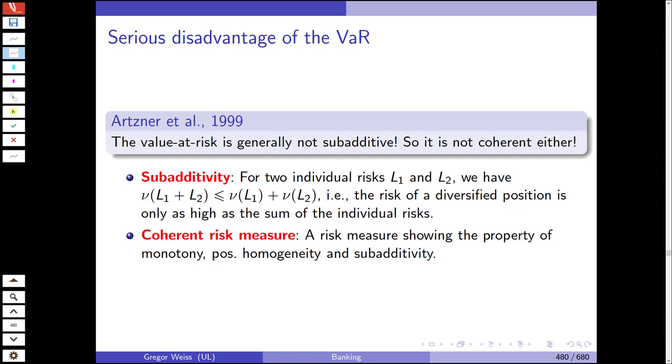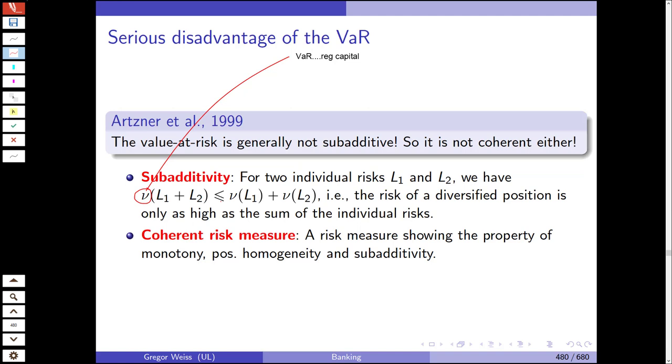Okay, now again, the value at risk is theoretically not very appealing because it's not coherent. If you're more interested in this, please have a look at the financial risk management class. But here it suffices to say that it does not possess the property of sub-additivity. Sub-additivity means that if you have two loss positions, L1 and L2, and the risk measure is nu, then nu of L1 plus L2, that is the risk of the diversified portfolio, has to be smaller or equal than the sum of the two individual risks. And nu can be understood as the VaR, or it could also be understood as regulatory capital.